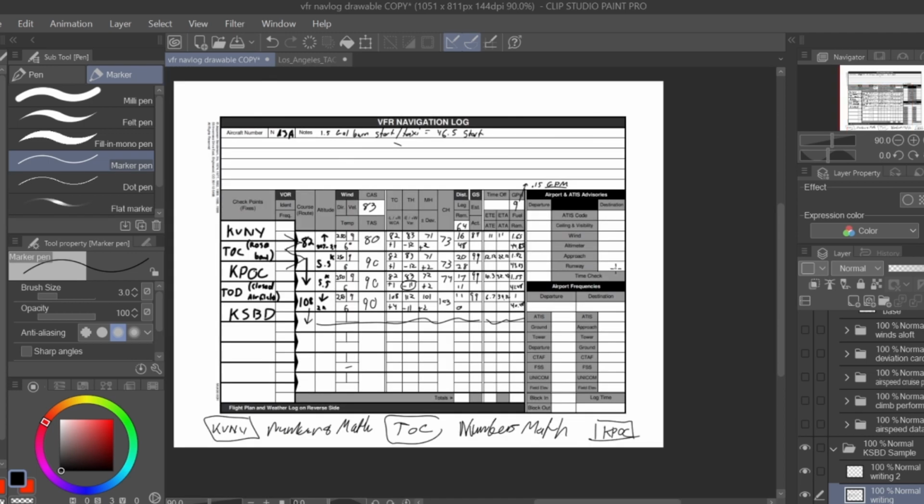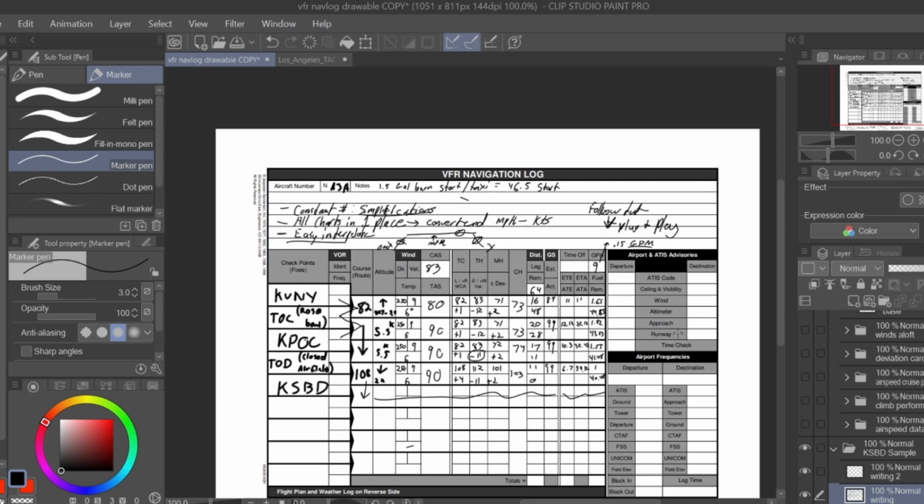Long story short, what helped me figure this out and what helped me actually be able to follow a tutorial was organization. So again, this is not really a tutorial, but this is the method that helped me understand how to tackle the VFR navlog when tutorials were kind of tripping me up. So hopefully it'll help you too.